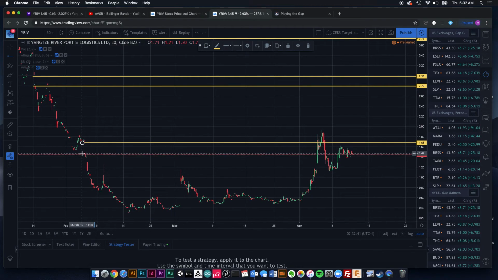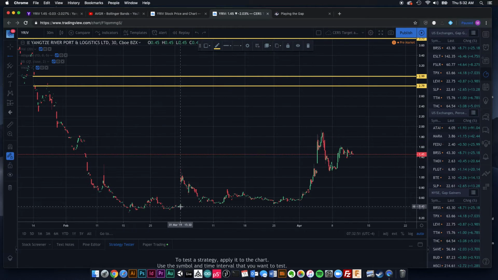So here's a gap, but look at what happened over here. Gap happened in February, but we actually just filled that gap with recent price action in April. So this gap is no longer relevant. It's no longer relevant to me.